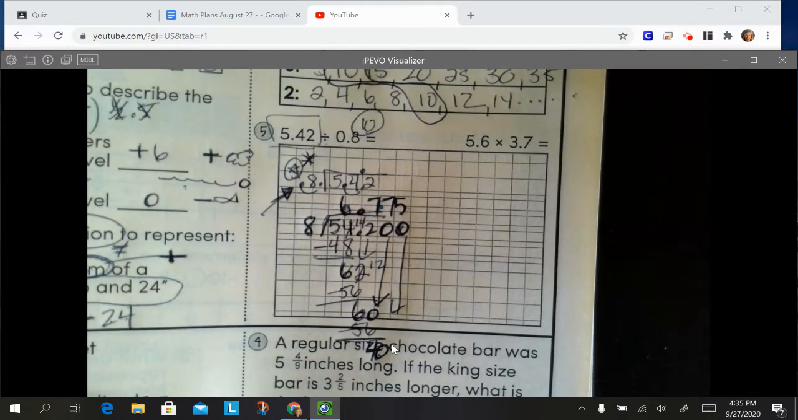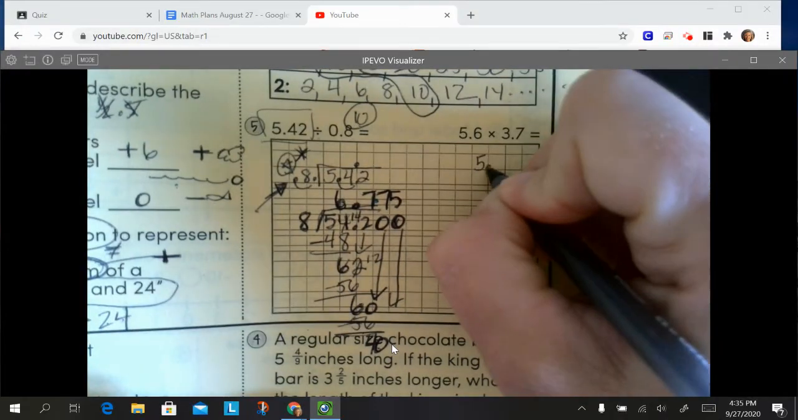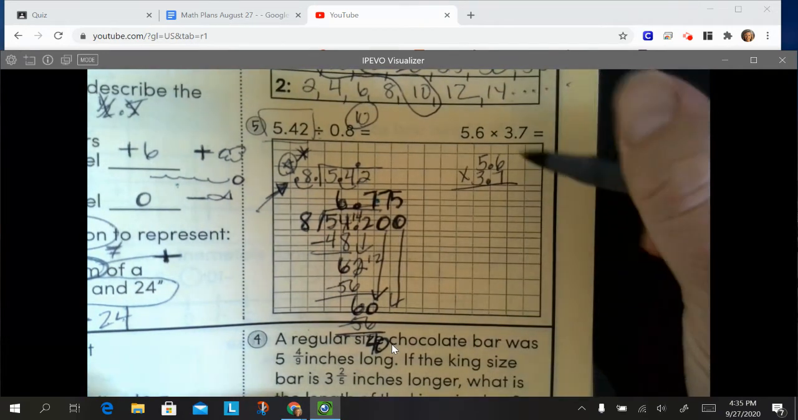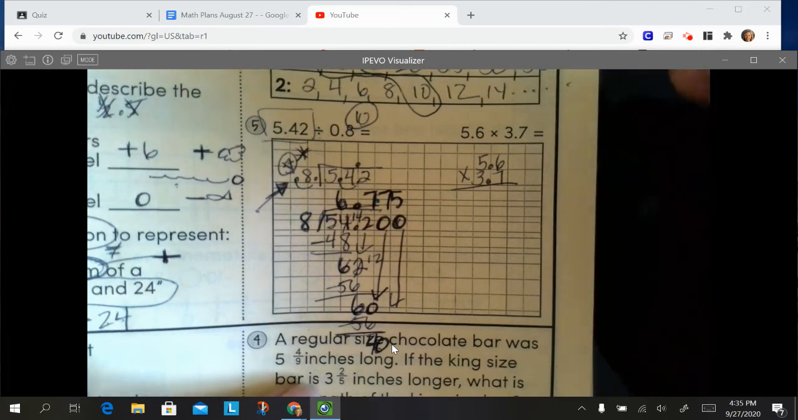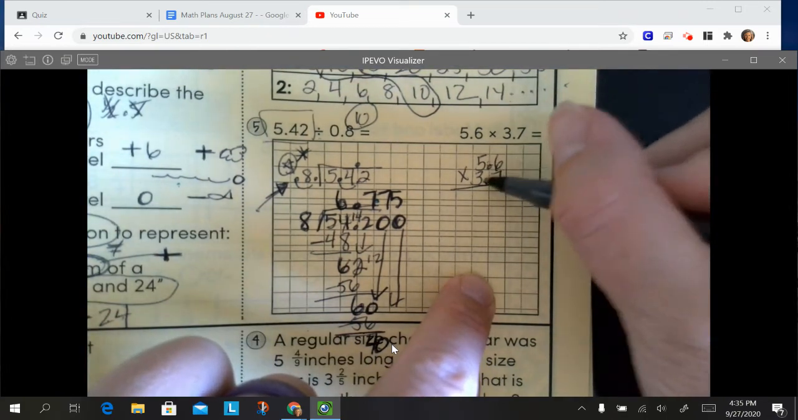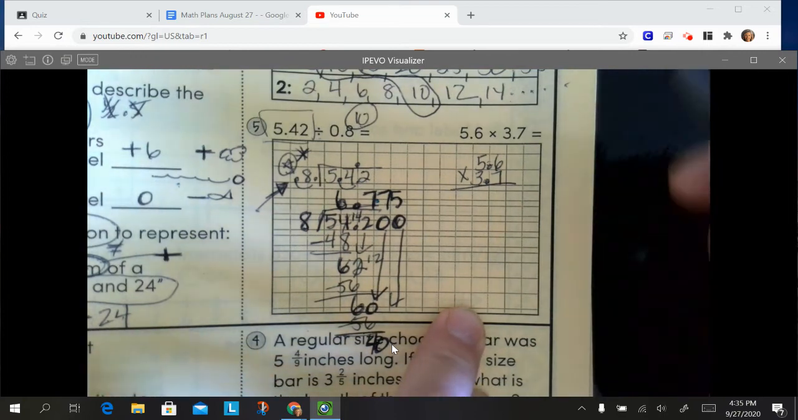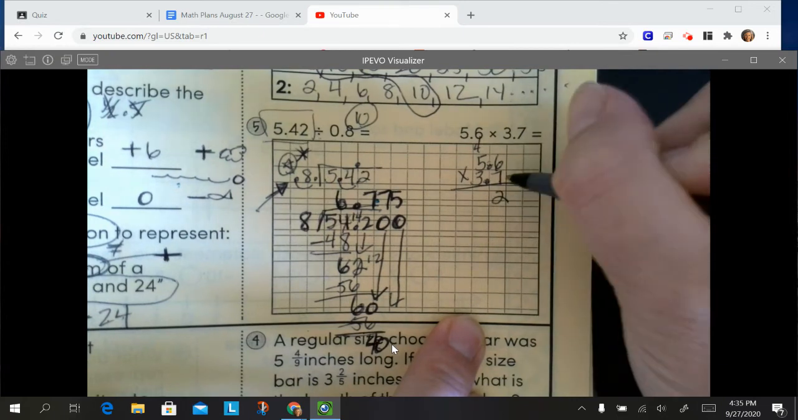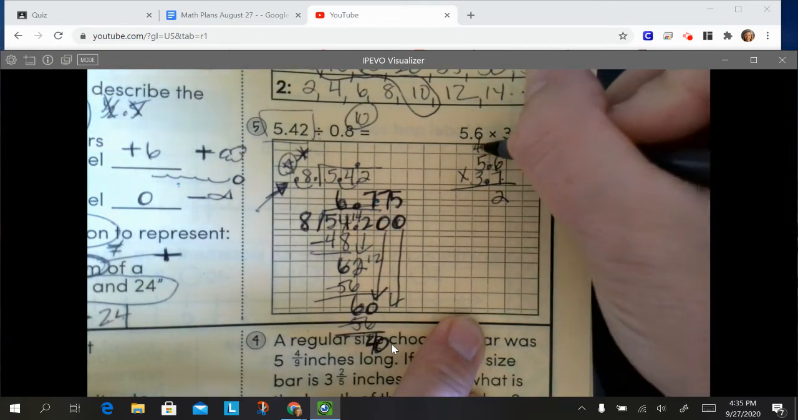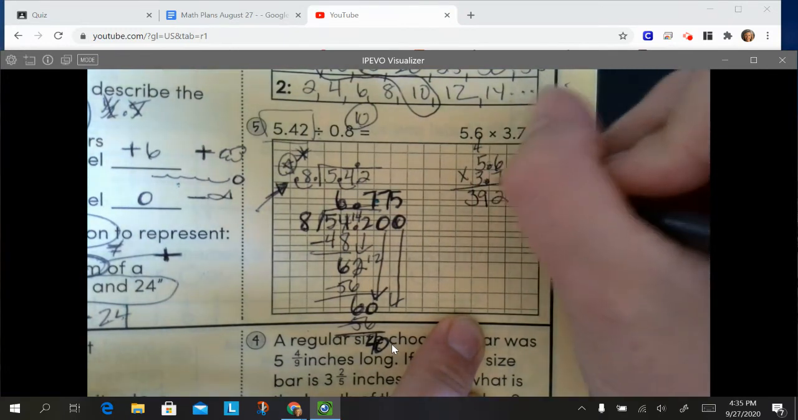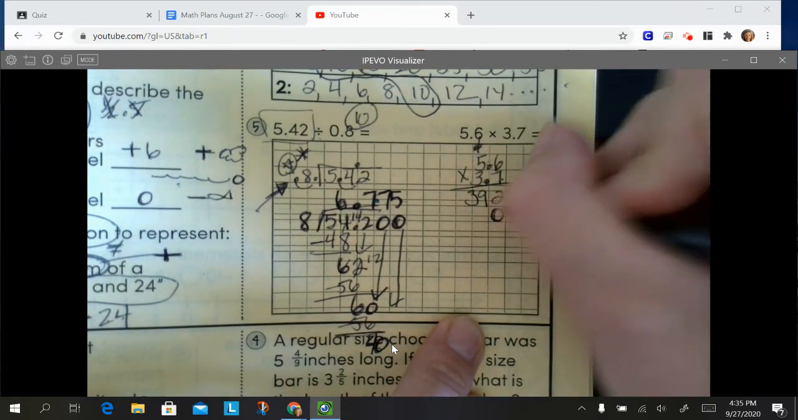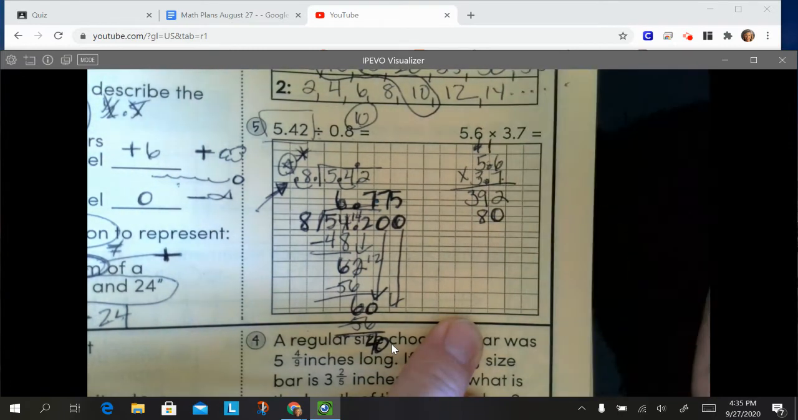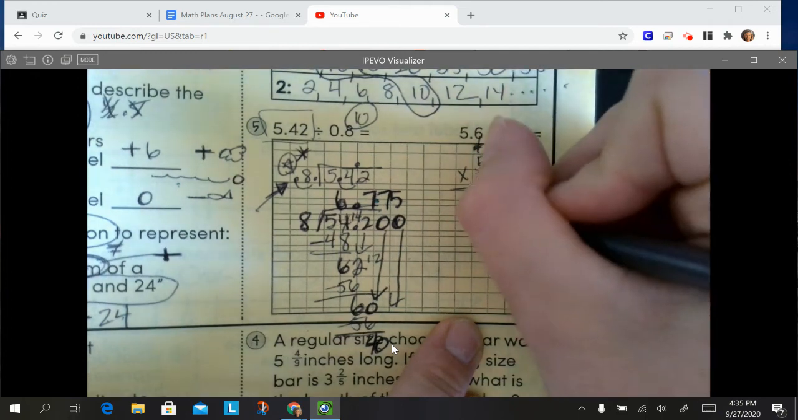Okay? All right. Last one. You have 5.6 times 3.7. And you want to go ahead and just multiply like you would normally. Just pretend there's no decimals, because you don't have to worry about these decimals until you get to the final answer. Okay, so go ahead and multiply like you would normally. 7 times 6 is 42. 7 times 5 is 35, plus 4 is 39. And you want to have a placeholder here, so put your 0. Then 3 times 6 is 18. Carry your 1. 3 times 5 is 15, plus 1 is 16.